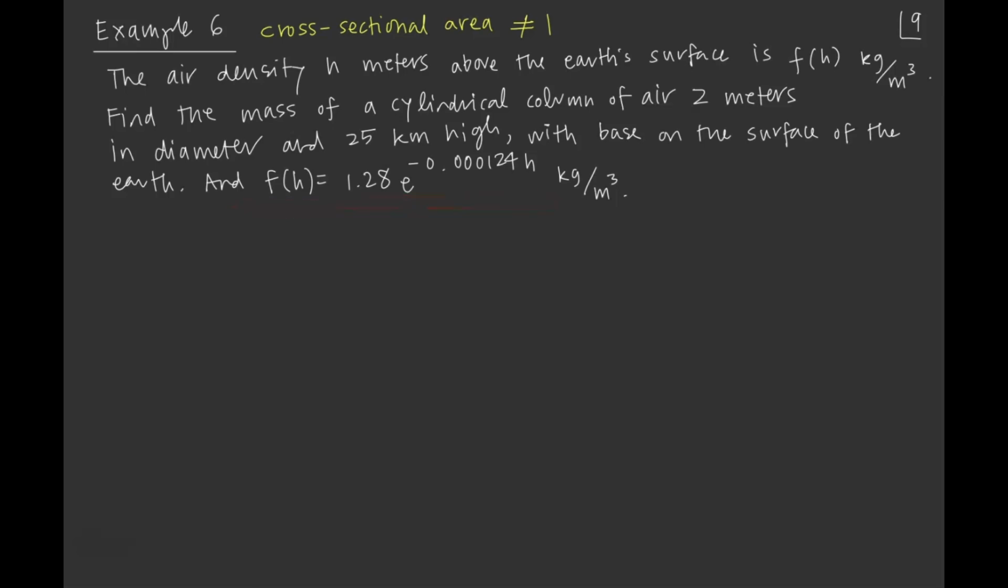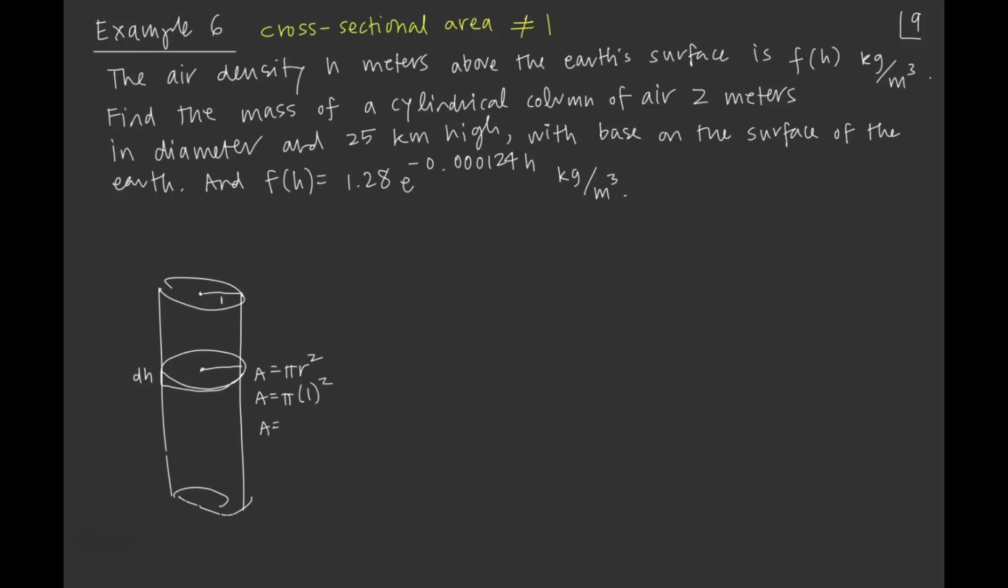So we're looking at a column of air, and this column of air goes super duper high. It goes 25 kilometers in the air. And we have, let's see, 2 meters in diameter, so the radius is 1. So we think of a little slice of this column as having dh, a change in height, and then the area is pi r squared. In this case it's just pi times 1 squared. So the area of each little disk is pi.